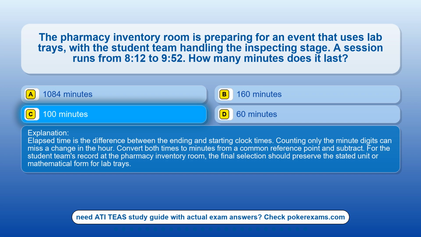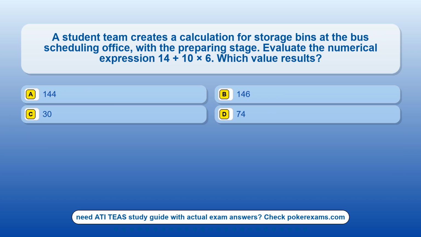For the student team's record at the pharmacy inventory room, the final selection should preserve the stated unit or mathematical form for lab trays. Question 14. A student team creates a calculation for storage bins at the bus scheduling office, with the preparing stage. Evaluate the numerical expression 14 plus 10 times 6. Which value results? Option A 144.